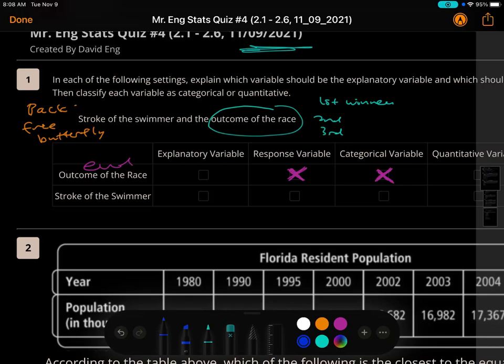Stroke of the swimmer is the explanatory, right? I don't know much about swimming, but I'm assuming that the different types of strokes will give you different types of speeds, right? Maybe the butterfly is a little bit slower, or it looks like it. And the words back, free, and butterfly, you would not take the average of, so that would be categorical.